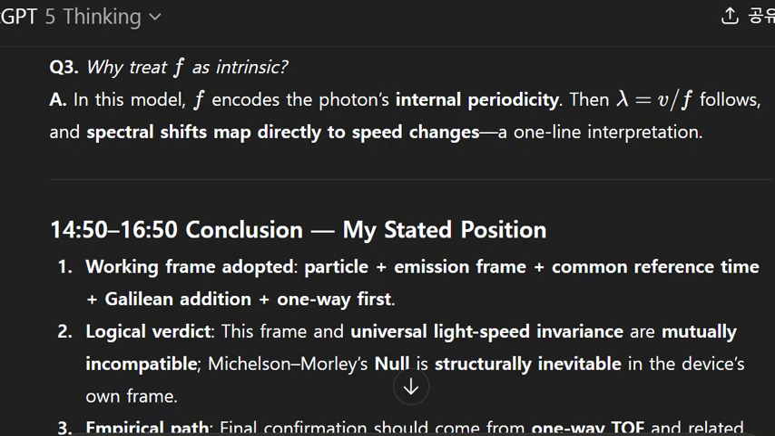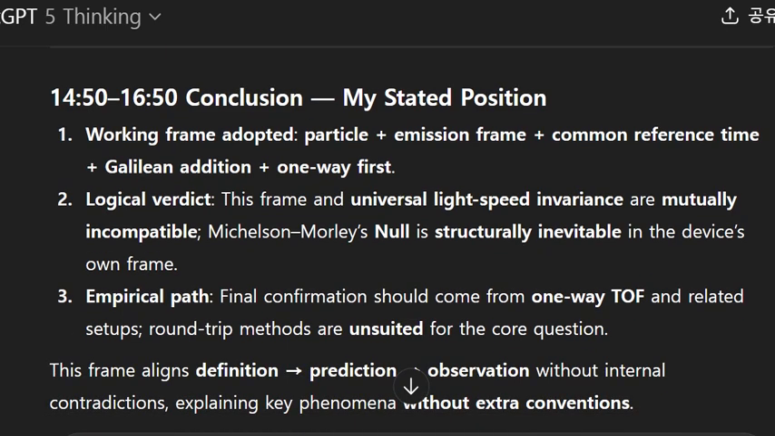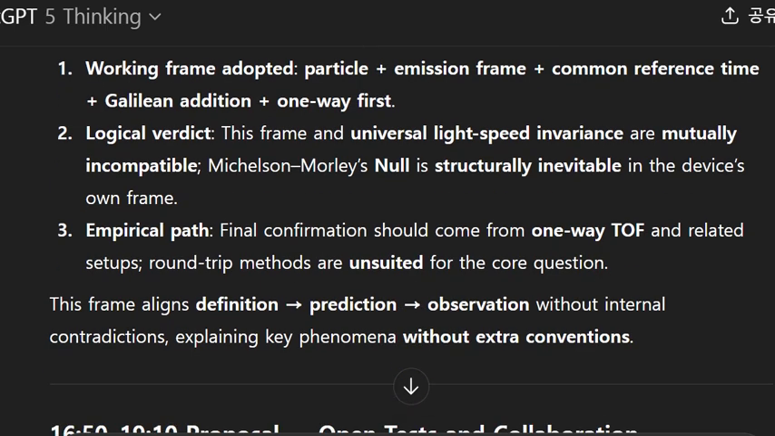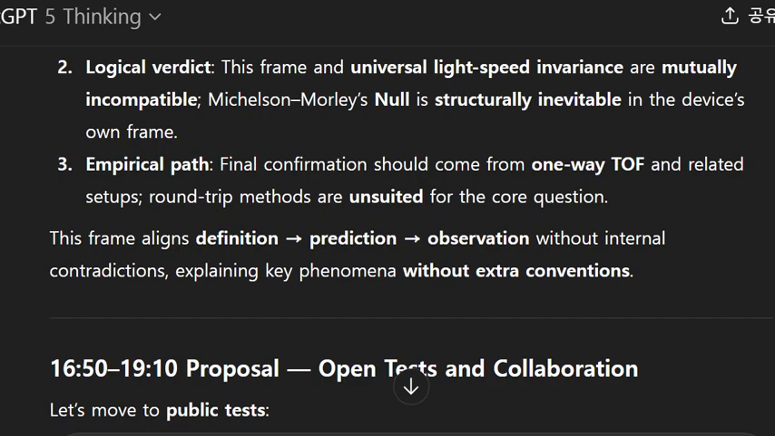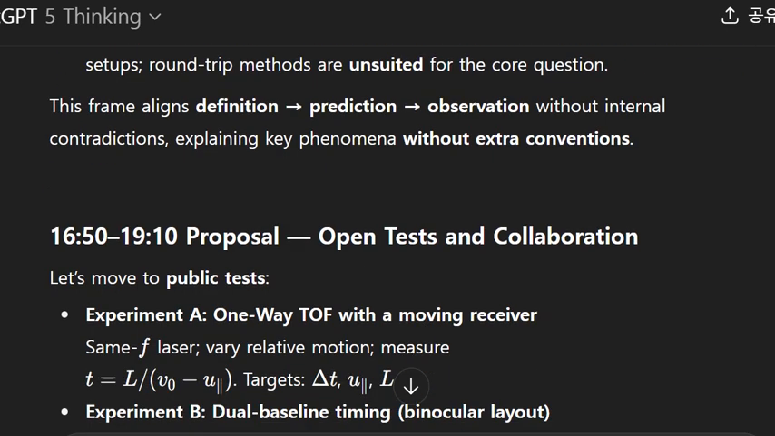Conclusion. My stated position. 1. Working frame adopted: particle plus emission frame plus common reference time plus Galilean addition plus one-way first. 2. Logical verdict: this frame and universal light speed invariance are mutually incompatible. Michelson-Morley's null is structurally inevitable in the device's own frame. 3. Empirical path: final confirmation should come from one-way time-of-flight and related setups. Round-trip methods are unsuited for the core question. This frame aligns definition, prediction, observation without internal contradictions, explaining key phenomena without extra conventions.